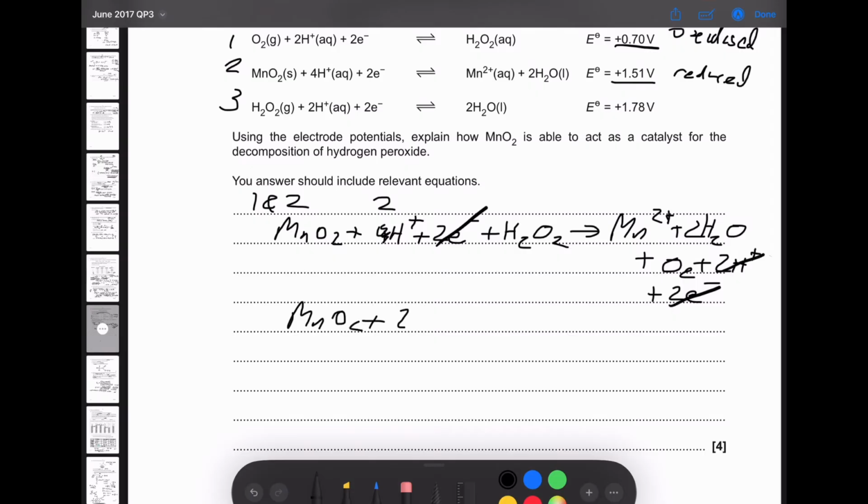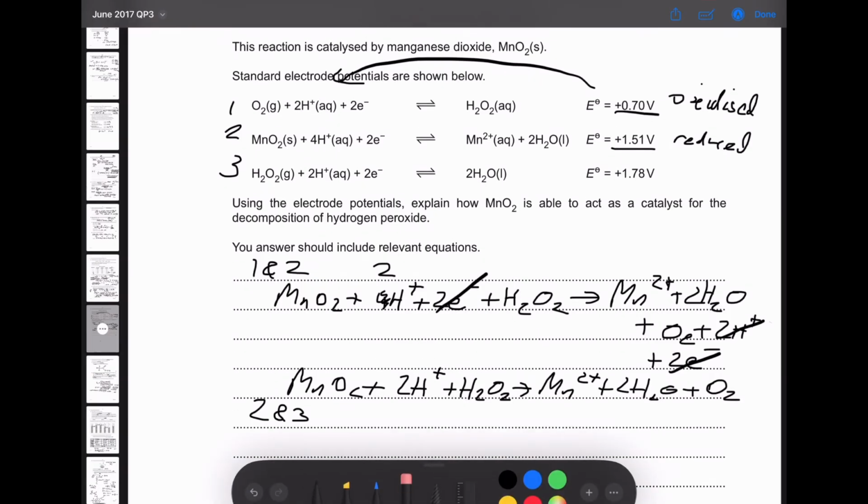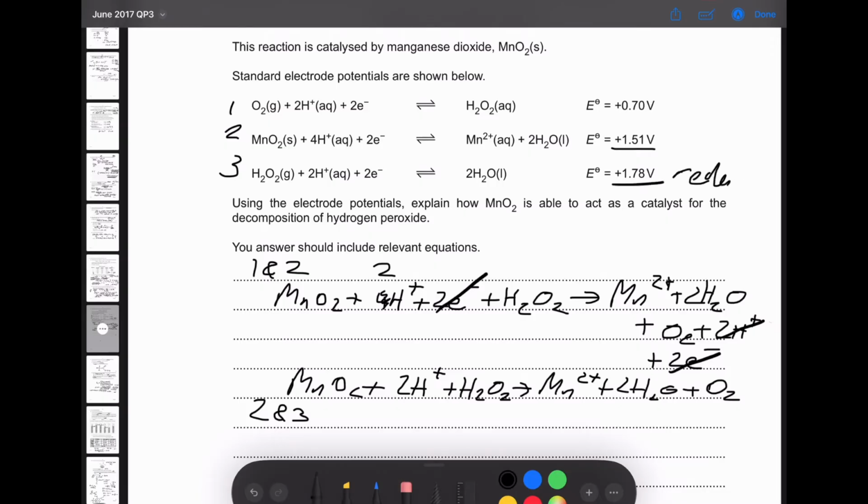MnO2 plus 2H+ plus H2O2 gives us Mn2+ plus 2H2O plus O2. Okay, and now if we were to compare 2 and 3. So if we rub this out at the top, this one is going to be reduced, this one's oxidized, so this one goes in the reverse direction this time.